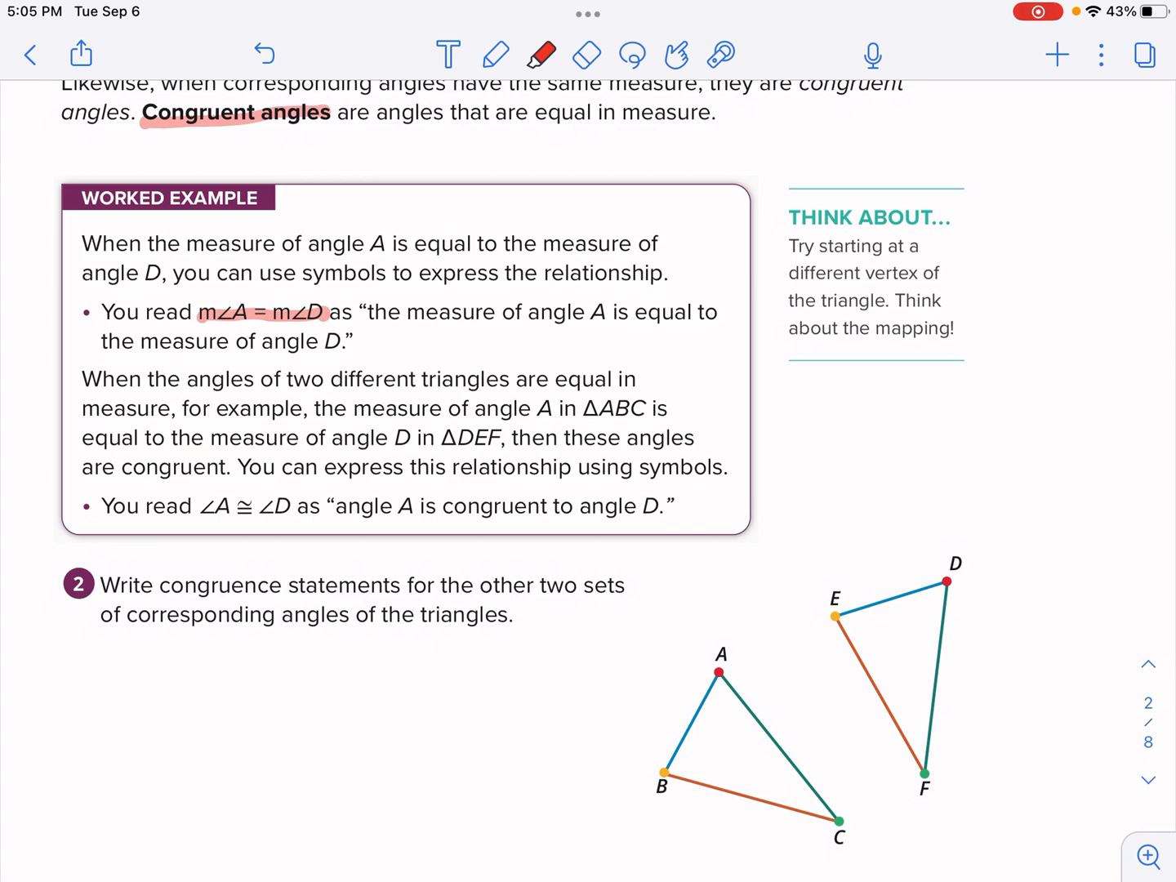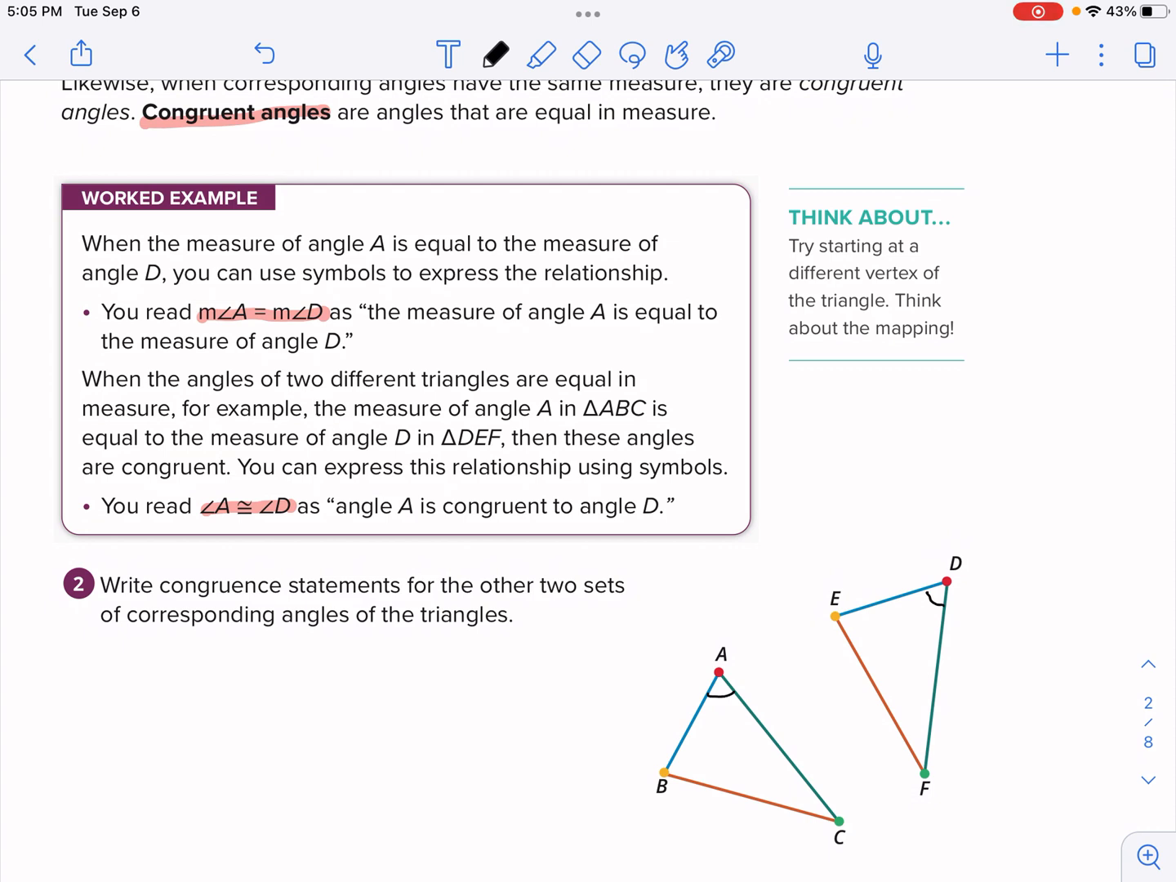And then here it says when the angles of two different triangles are equal in measure, for example, the measure of angle A in the first triangle and the measure of angle D in the second triangle, then these angles are congruent. And we can express it like this. We say angle A is congruent to angle D. I will write that here. We'll put an arc like this and like this.